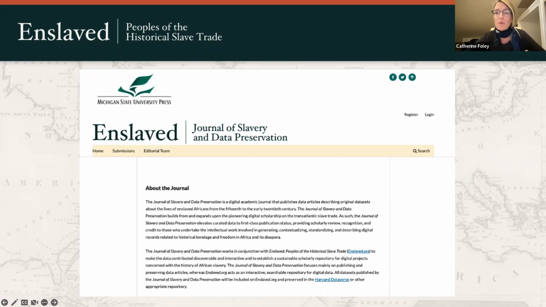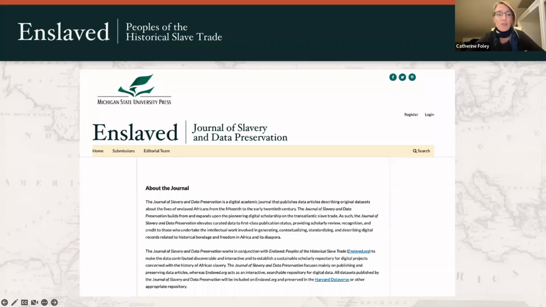So the submission and peer review processes are handled through the Open Journal System. Enslaved.org established a relationship with the MSU Press in order to leverage their journal management system, OJS, which is their system, and it's an open software application for managing the publication of scholarly journals.